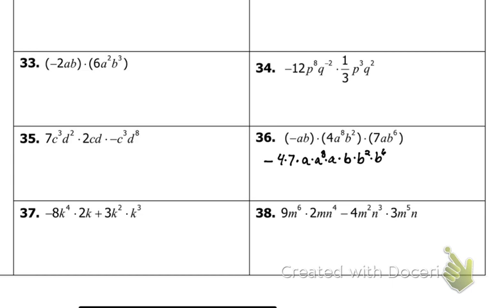Is it negative? Oh no, we got a to the power of b to the power of 9.